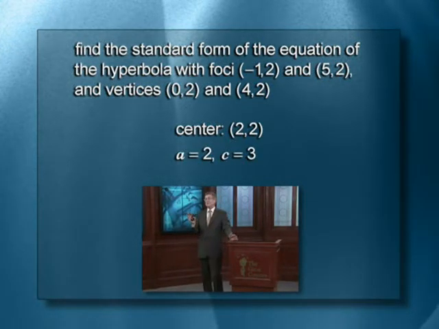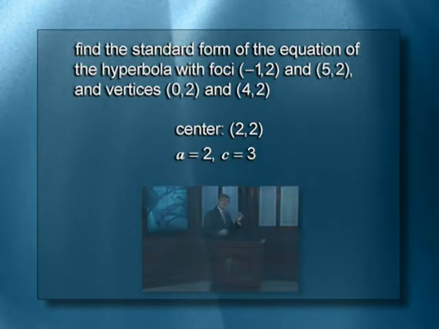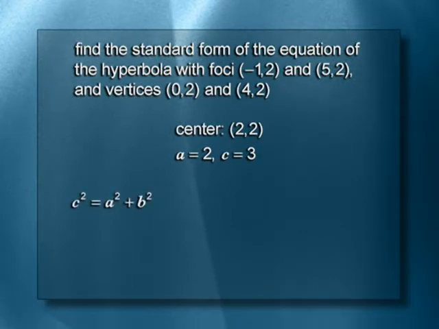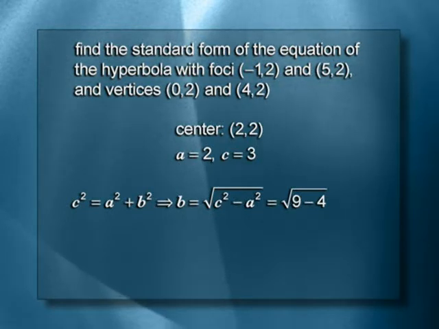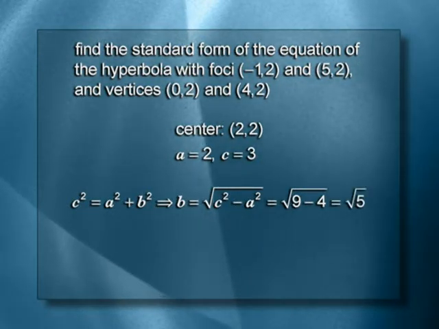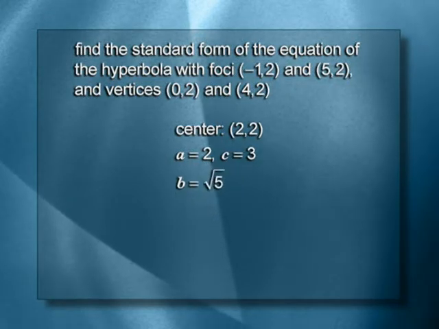That gives us a lot of information. We know what C is, we know what A is, we know the center is (2, 2). We're missing B. But that equation was C squared equals A squared plus B squared. Solve for B. B is the square root of C squared minus A squared, which is 3 squared minus 2 squared, 9 minus 4, or the square root of 5. Wow, now we know what B is, we know what A is.